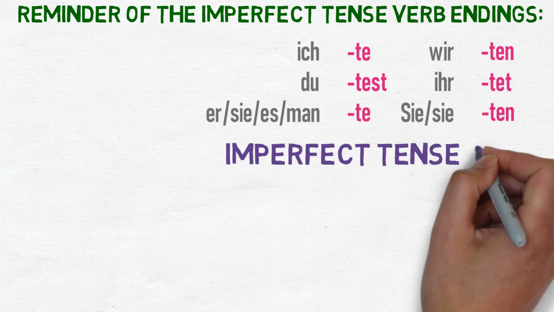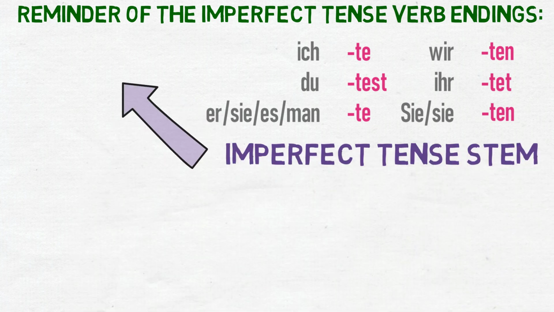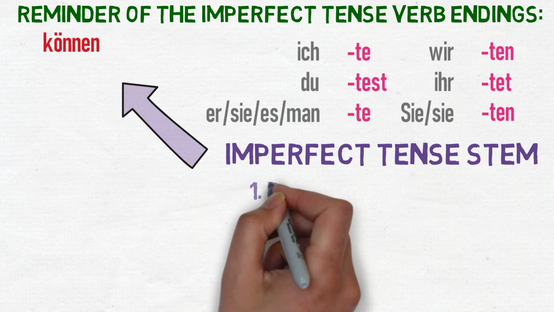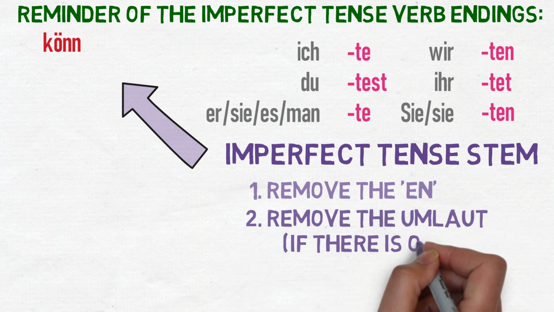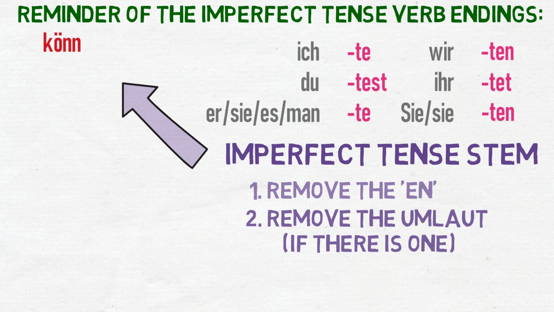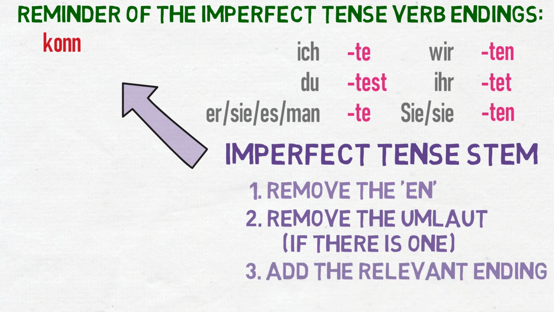Next, we need our imperfect stem. I will show you how to do this using können as an example, but this works for all the modal verbs except mögen, which I'll talk about later. To get the imperfect stem, follow these steps. 1. Remove the en. Können, therefore, becomes kön. 2. Remove the umlaut. Kön becomes kon. 3. Add the relevant ending.